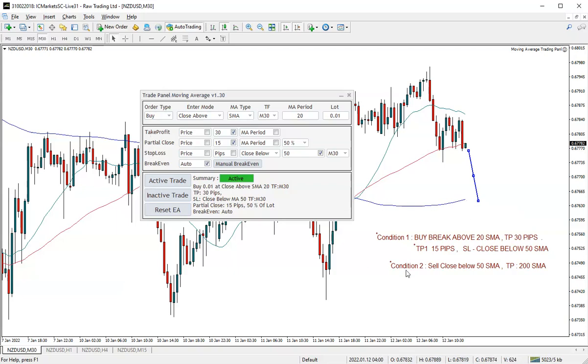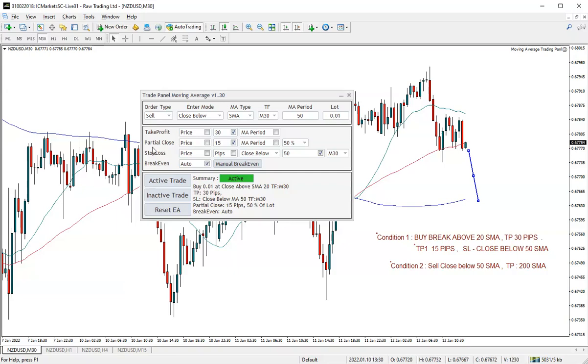Now, let's see our second condition, which was to sell if price closed below 50 SMA. Here, what we can do, I'll put the sell order type, and from close above, I will move it to close below. SMA type will remain SMA. Time frame 30 minutes. Moving average period will be 50.